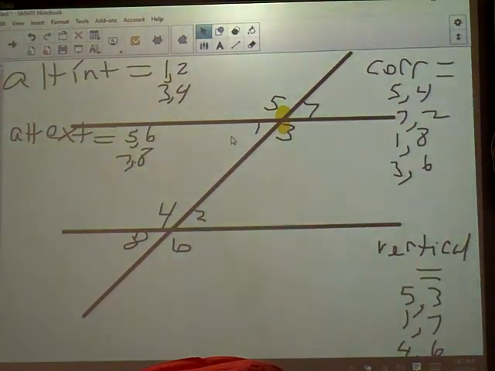You'll see that a lot. All right, now, interior angles. Oh, I didn't know that went below the screen, but it was 8, 2. Y'all knew that, right? Okay, interior angles.